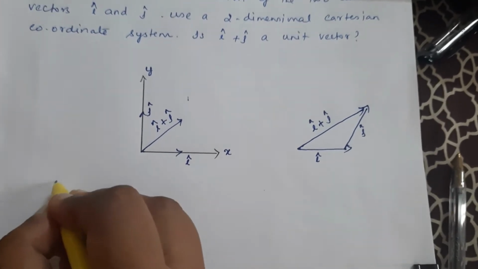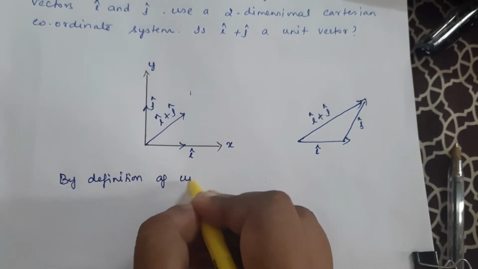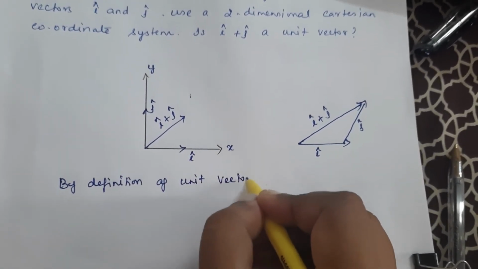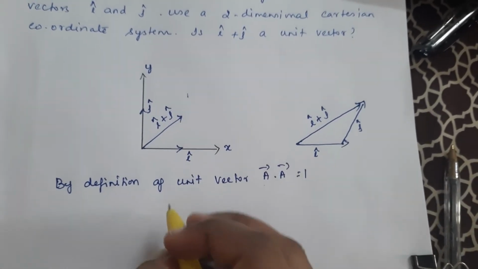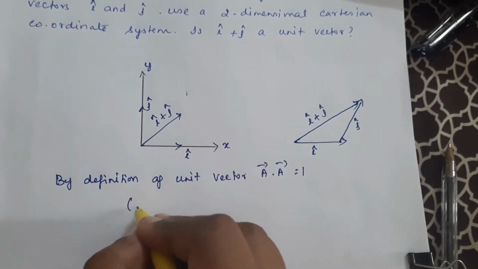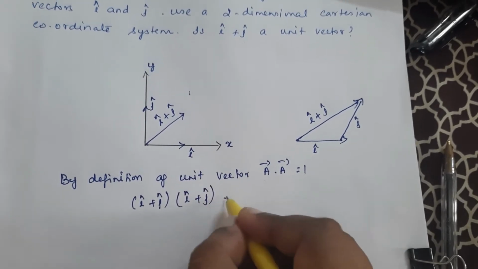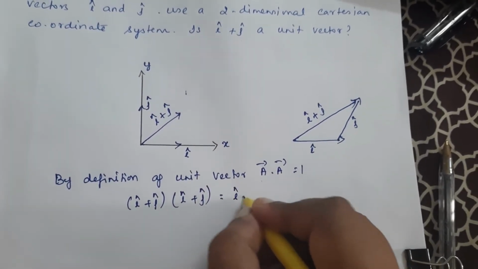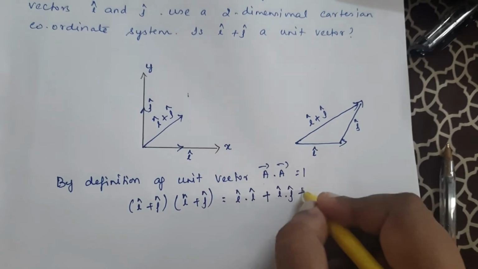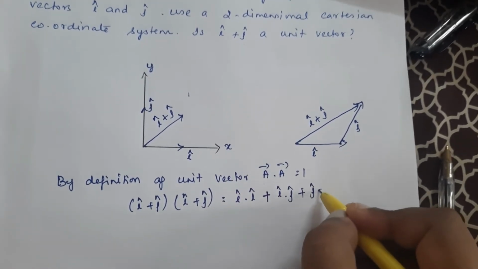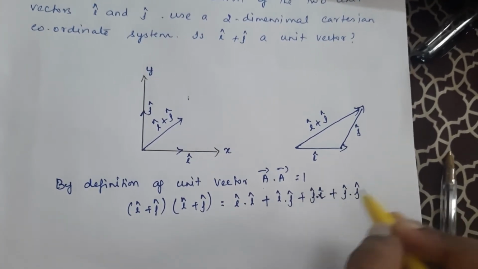Okay. Now, by definition of a unit vector, a vector dot a vector is equal to 1. So here the vector is i vector plus j vector. So I can write (i vector plus j vector) dot (i vector plus j vector). So I am going for multiplication: i dot i plus i dot j plus j dot i plus j dot j.